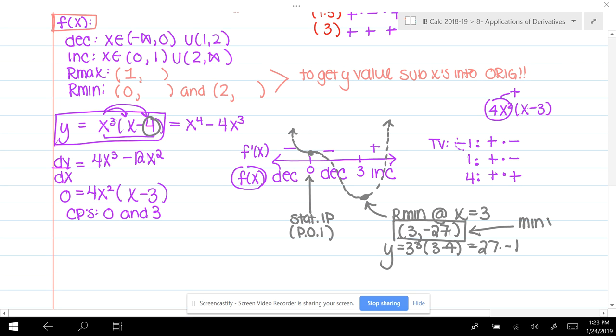value is -27. All right, so that's pretty much the basics of increasing and decreasing. The next thing we will talk about is some creepy stuff you can do.